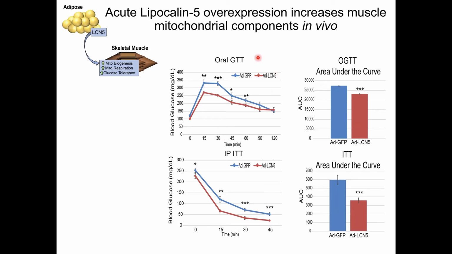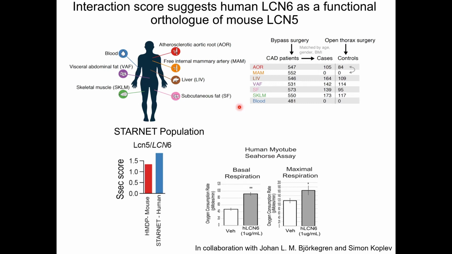We also generated a viral overexpressor for this using an adenovirus. These are very high levels of overexpression, just to be upfront about it. But when we do overexpress this after 2 weeks in a high fat diet, we observe that this overexpression of lipocalin 5 is sufficient to improve glucose metabolism profiles. So there's less integral for this area under the curve, and as a consequence, you're more responsive to this bolus of glucose.